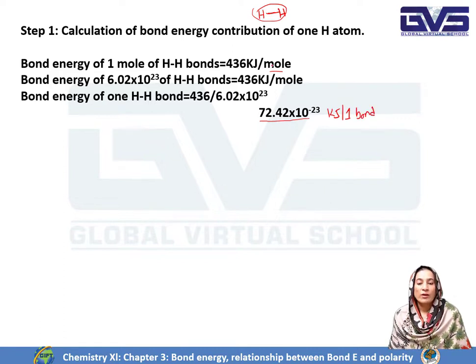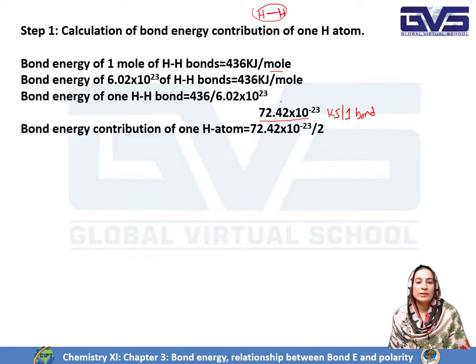Remember, 436 is for 1 mole. 1 mole means 6.02 × 10^23 bonds, so this energy is for 6.02 × 10^23 bonds. And for 1 bond, this is 72.42 × 10^-23.